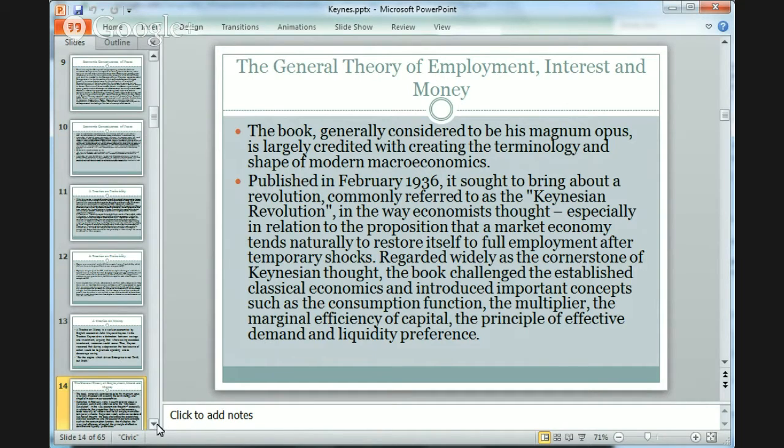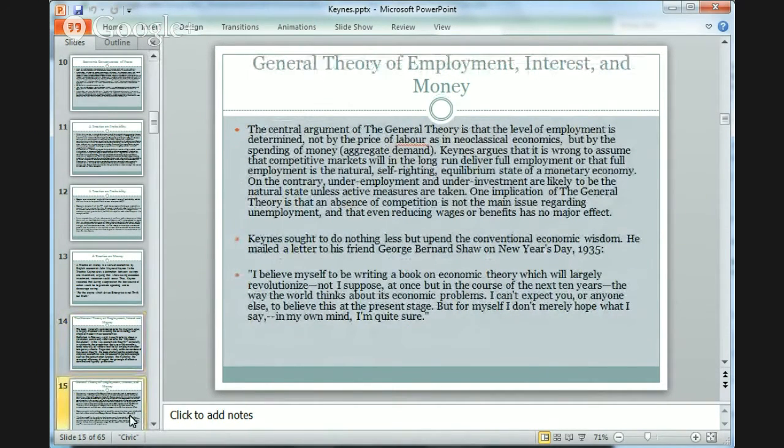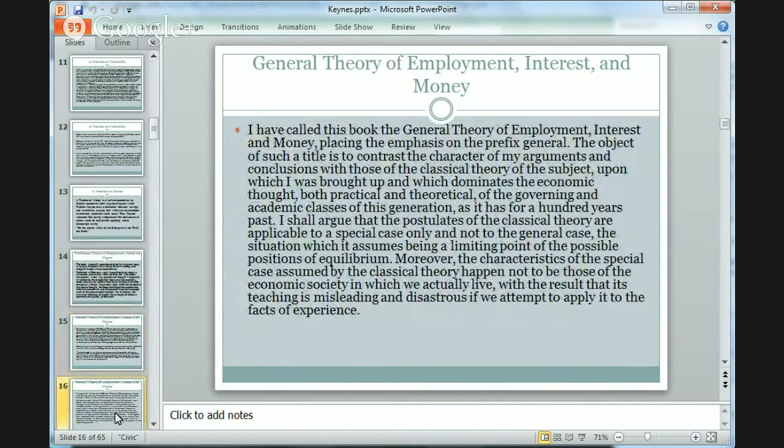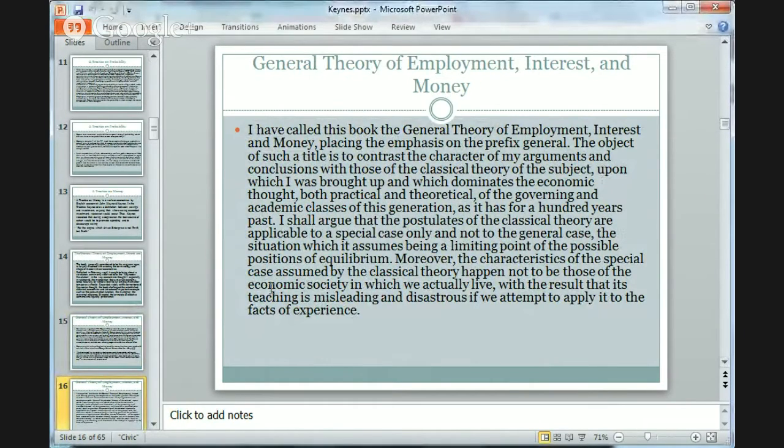And here he basically starts with the argument against the neoclassicals and their framework. The neoclassicals had an idea based on Say's law, where they believed that if you can supply goods at a cheaper rate, then people would be more likely to buy them.